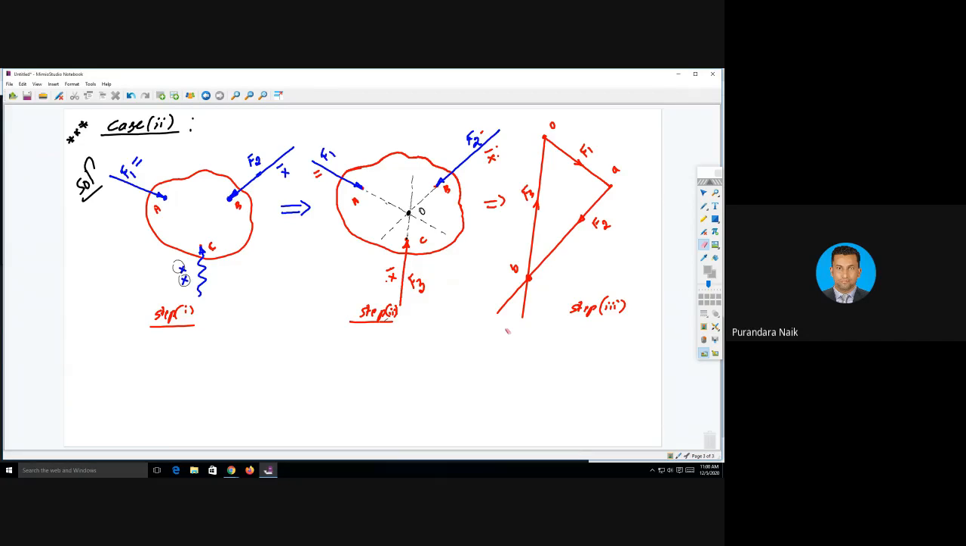To solve this problem, first find the point of concurrency, capital O, from the two forces with a known direction. That is, from F1 and F2. Full stop.